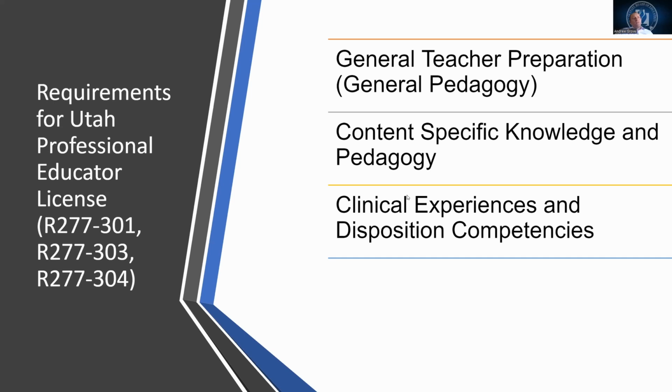Okay, so next we're going to talk about a lot of the licensing requirements, which are also the APPEL requirements. This slide used to be called the four pillars of educator preparation. We only have three pillars now, so maybe we have to call it something else. I don't know what stands on three pillars, but one of the requirements is no longer a requirement. So the three pillars are general teacher preparation, which may also be synonymous with general teacher preparation competencies or general pedagogy; content-specific knowledge and pedagogy; and clinical experiences and disposition competencies.